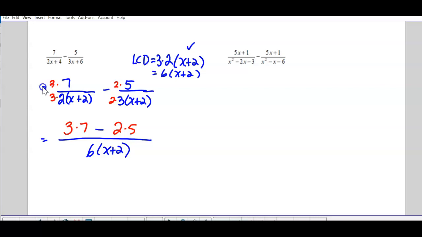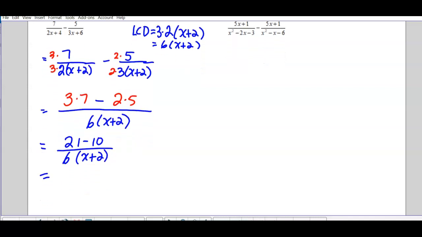Okay? So then that's going to be equal to 21 minus 10 over 6 times x plus 2, which is 11 over 6 times x plus 2. Still nothing divides out. 11 is a prime number, okay? So nothing divides out. At the end, take a look back at your restrictions. Always look back to your first factored form. Maybe you had divided out something with x in it, okay? If you had, then you need to include it. We didn't, so the restrictions from here are the same as from here. So x can't be equal to negative 2.